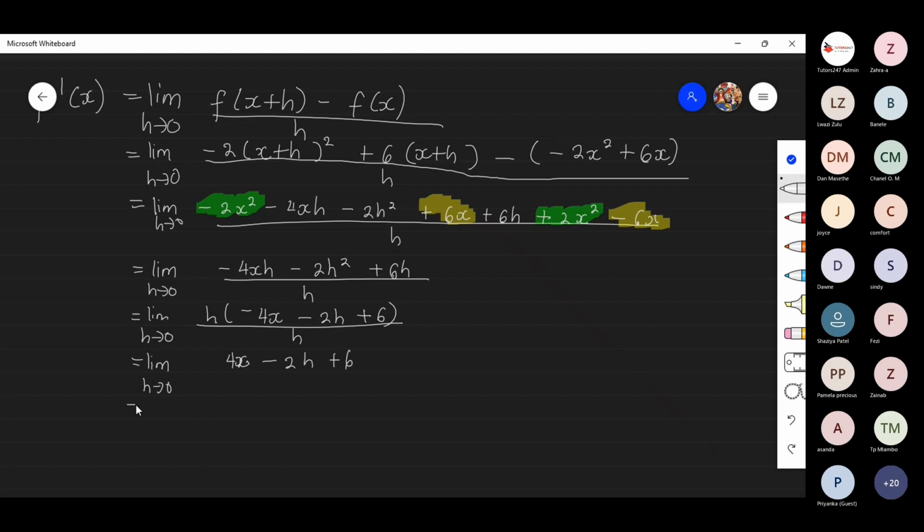Now, from here, because we are substituting h equals 0, we are now going to leave out the limit as h approaches 0, which then means our f prime of x equals 4x minus 2 into 0 plus 6, and minus 2 times 0 is just 0. So that will just become 4x plus 6. And that is our first derivative of f using our first principle.